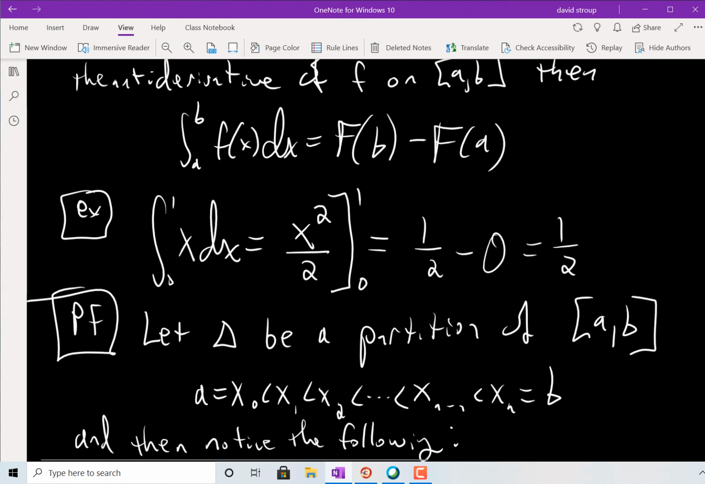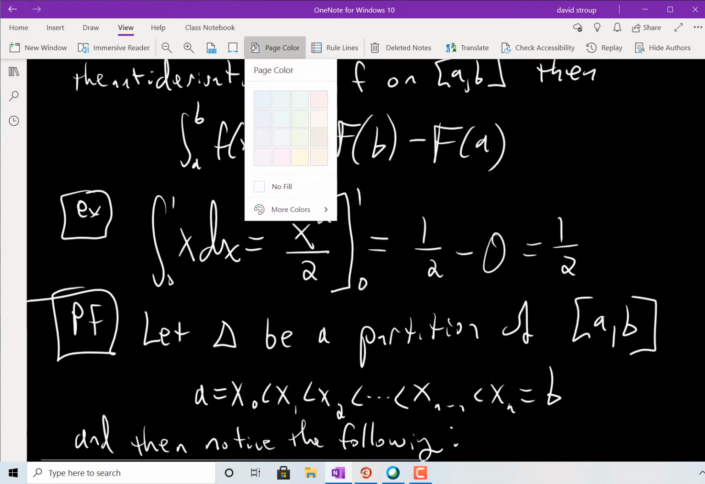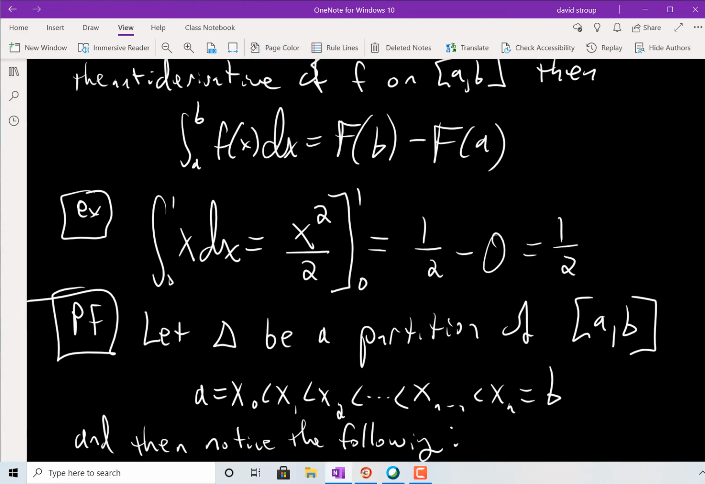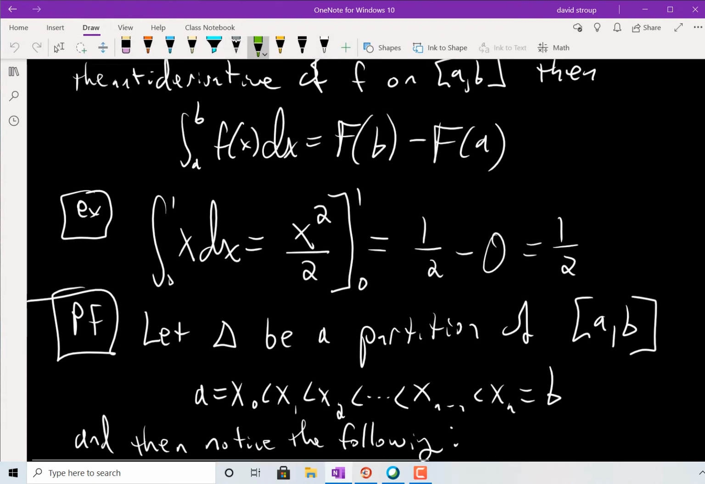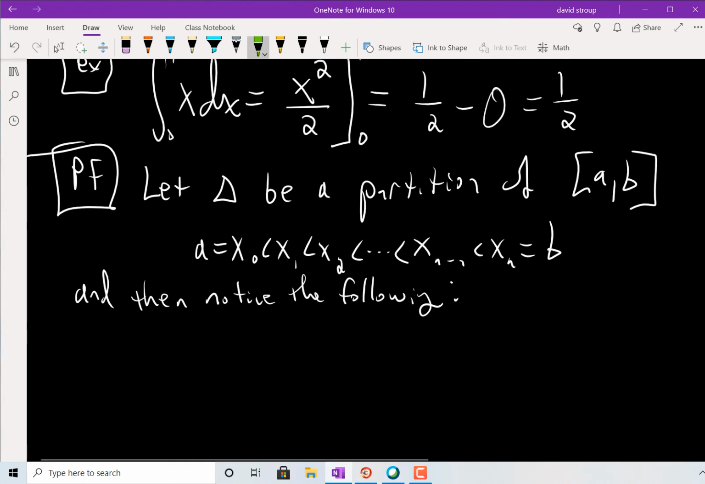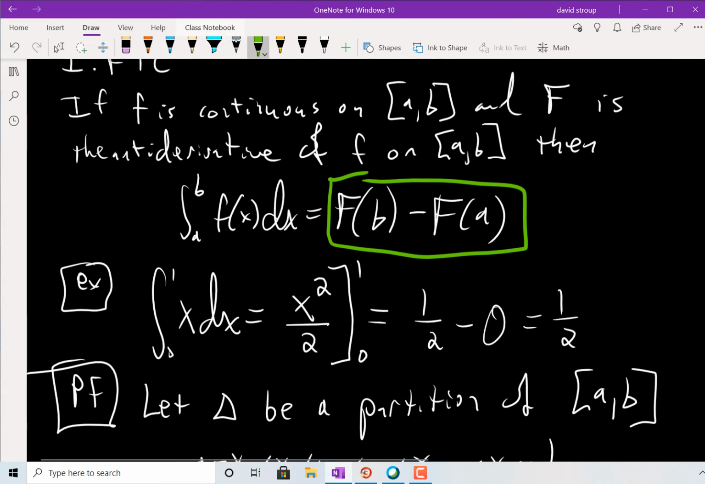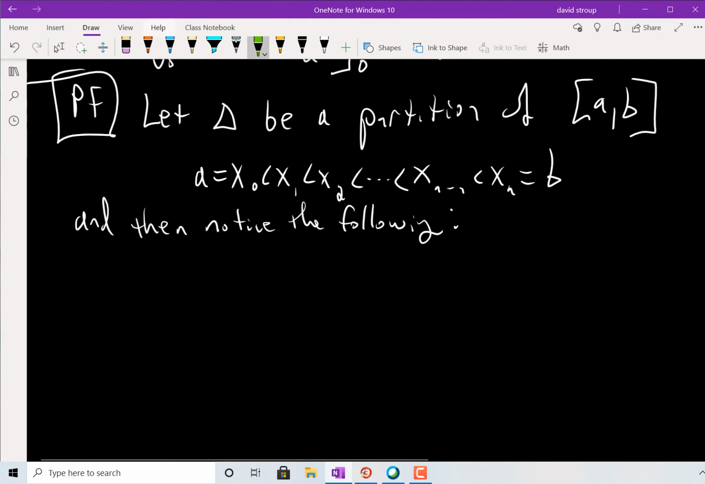We're kind of going to back engineer the formula above for the definite integral. So we're going to start on the other side, this F of b minus F of a side, and work there, and eventually we'll be able to get over to the definite integral. Okay. So note.